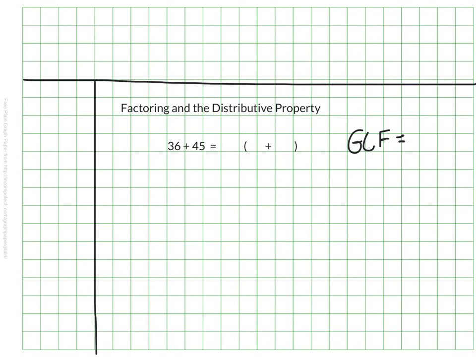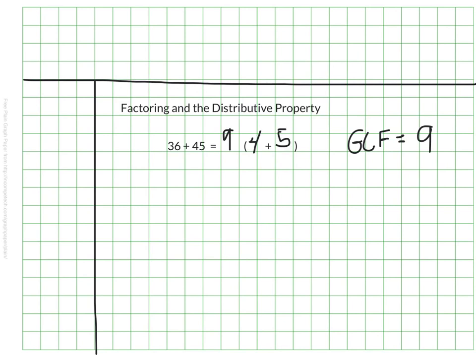And you can use whatever method you need to find that, but the greatest common factor of 36 and 45 would be 9. And so if you recall, I can rewrite this with the 9 factored out in front of my parentheses. And then I can write what remains when I factor or divide 9 from 36 and 9 from 45.